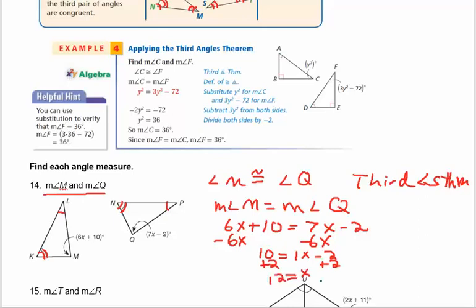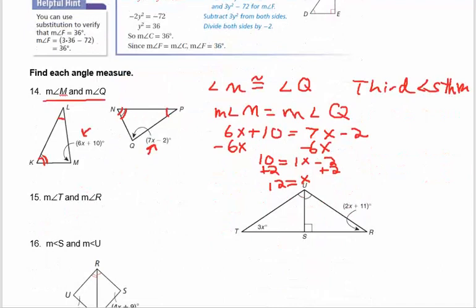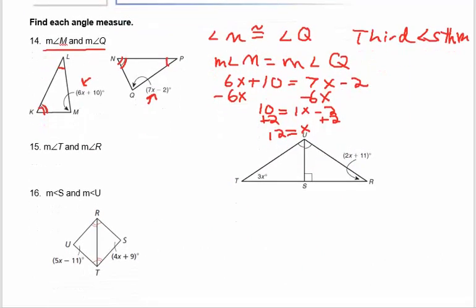Now that you know what x is, you can plug that back into the expression. You can plug it into just one and then say they're both going to be the same, so that's the answer for both. Or as a check, to make sure you got the right answer, you could plug it back into both and double check that you got the same thing for both of them, as you should have. And you'll do the same thing for number 15.